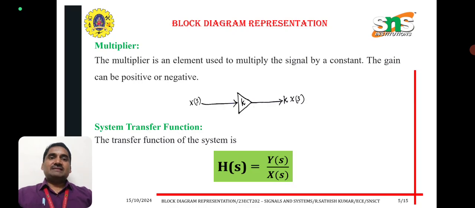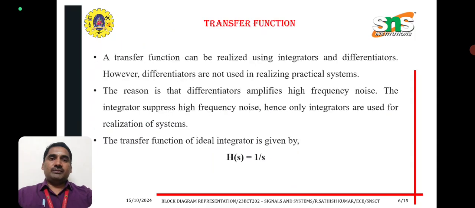Next one, multiplier. The multiplier is an element used to multiply the signal by a constant. The gain can be positive or negative. X of s can be multiplied with k, which is equal to k into X of s. System transfer function is given by H of s is equal to Y of s divided by X of s, the ratio of the output to the input.